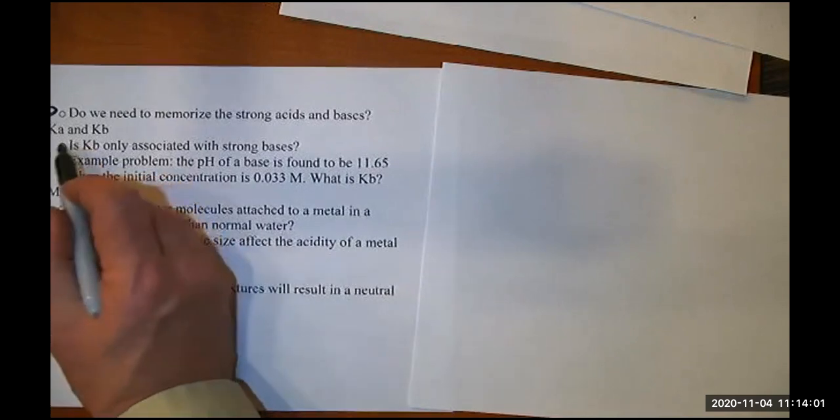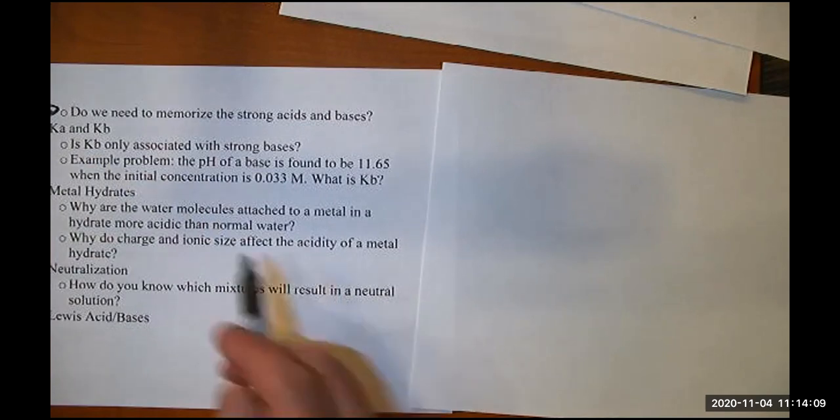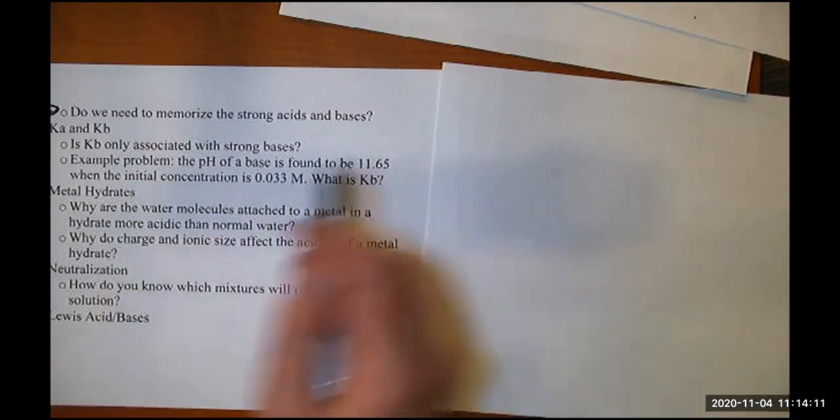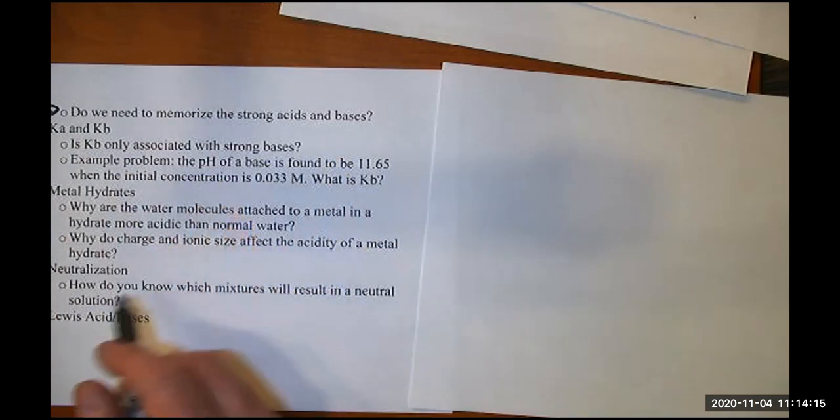The K values, K's mean equilibrium constant. And so if you have an equilibrium, then that means it's weak in that context. Any questions on that? Okay.